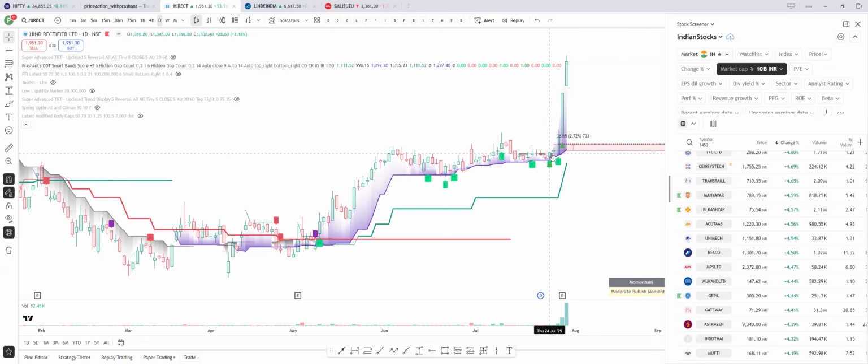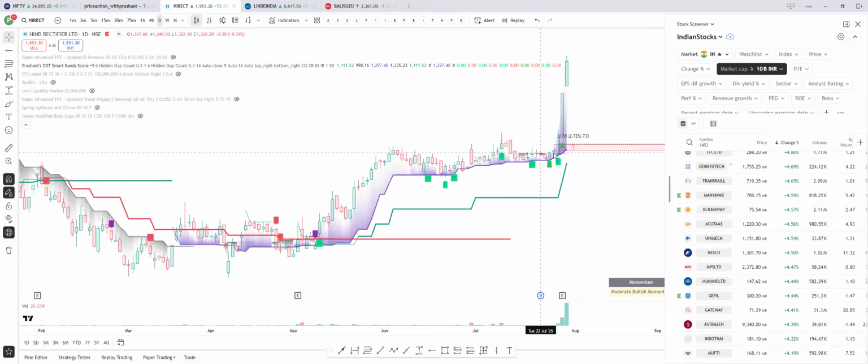I could have entered after the close of this candle. So next day I could have entered easily on 25th July. That was Friday. One day there was some consolidation. Next day rapid up move. And for this, usually a stop loss can be kept below the momentum line.